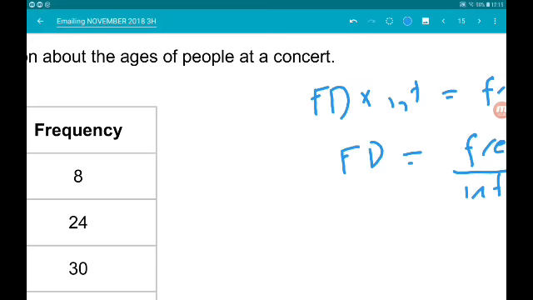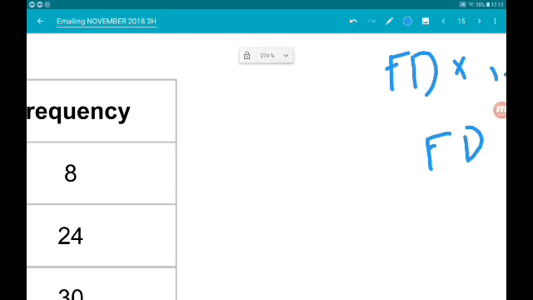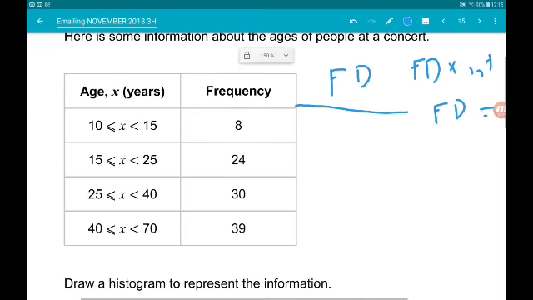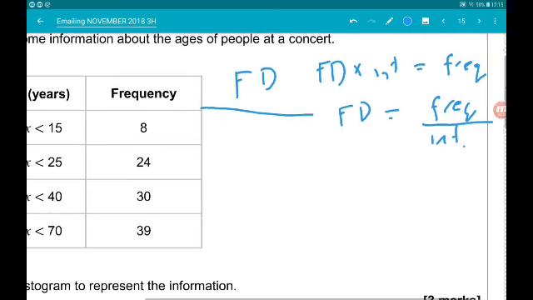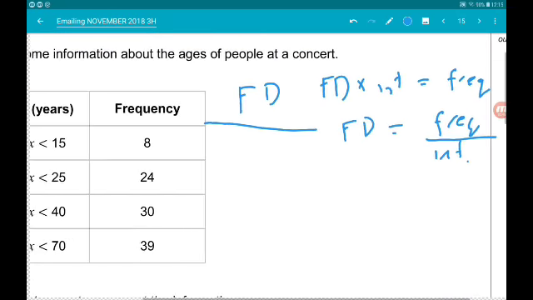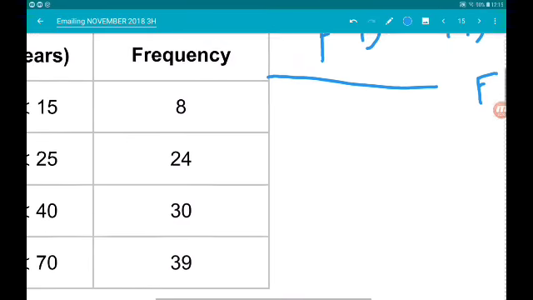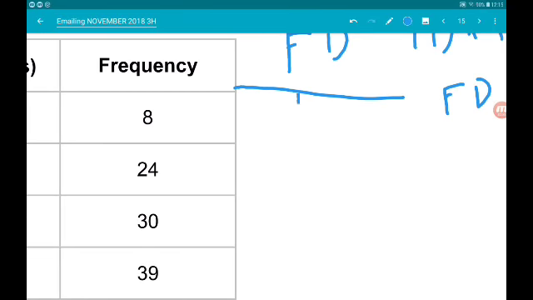Right, in our table, we are going to work out the frequency densities. They could have given us an extra column, the cheeky monkeys. So we're going to do frequency divided by the width. So 8 divided by 5 is 1.6.